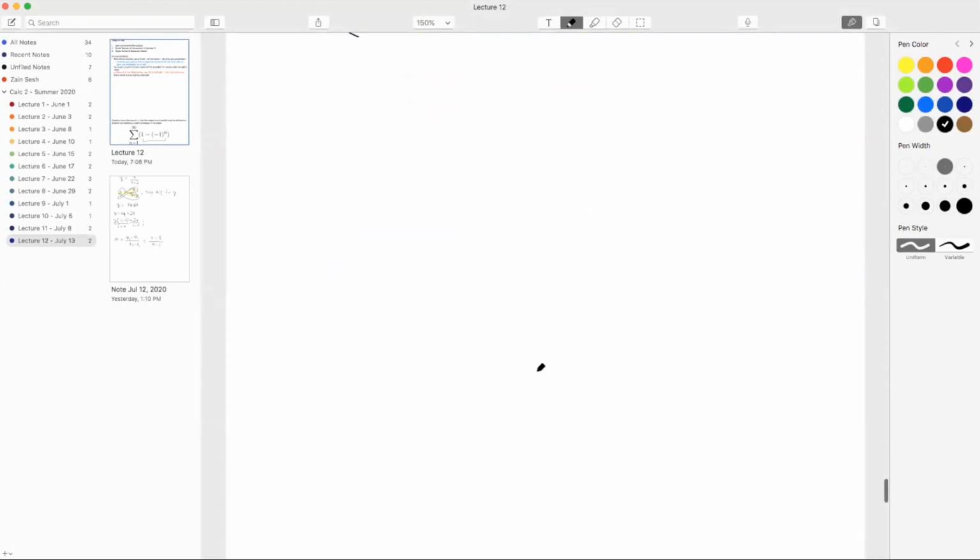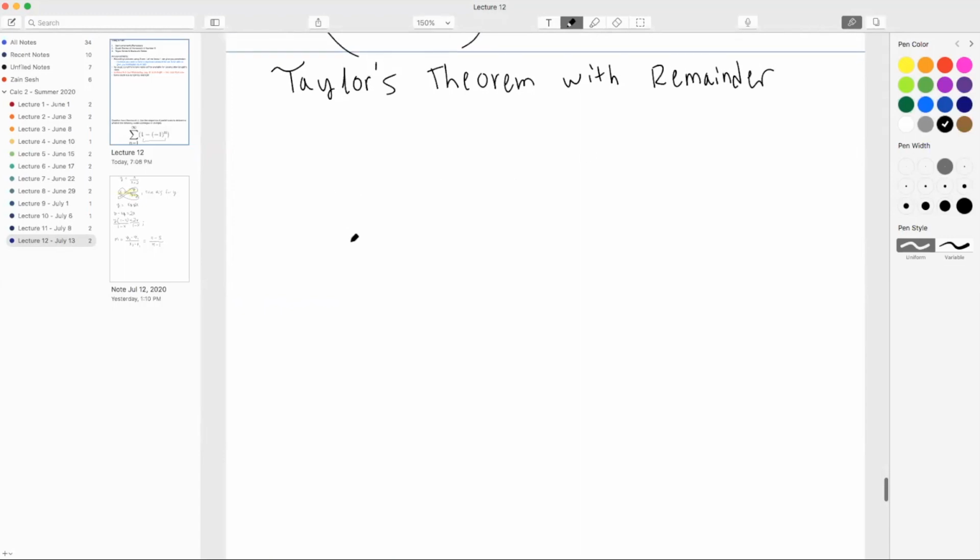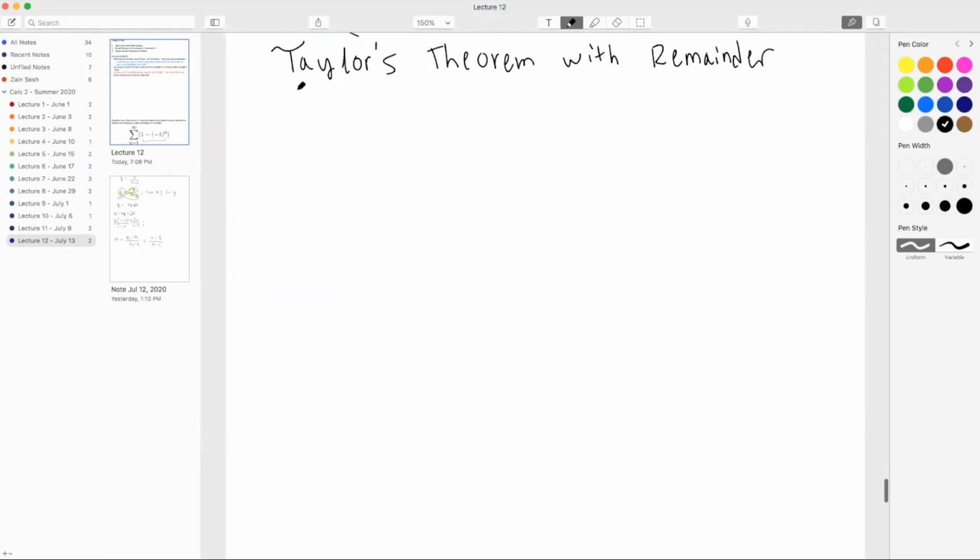Okay, so the next part of class, the next topic we will do is called Taylor's Theorem with remainder. Okay, so that's the name of the theorem. Taylor's Theorem with remainder. All right, so it's a very nice theorem. All right, so let me just talk about what questions we're going to try and answer for the last part of class.